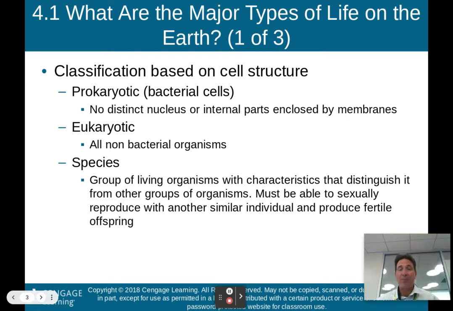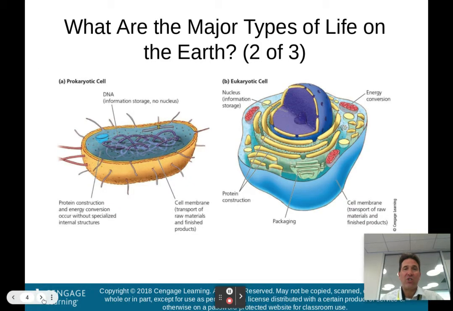Eukaryotic are a bit more developed cells. All non-bacterial organisms are eukaryotic, and eukaryotic cells, if we remember, have nuclei, have those inner organelles that are enclosed by membranes inside the cell itself. A species is a group of living organisms with characteristics that distinguish it from other groups of organisms. Important, they must be able to sexually reproduce with other similar individuals and produce fertile offspring to be considered a species. Okay, so that is your definition of species.